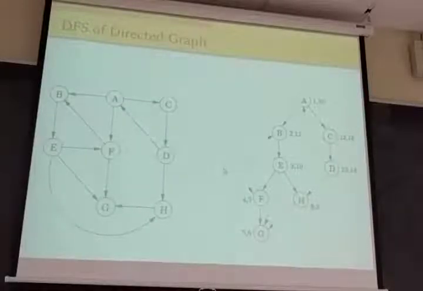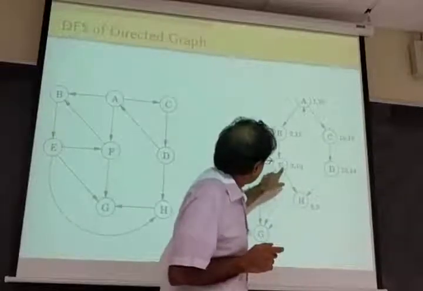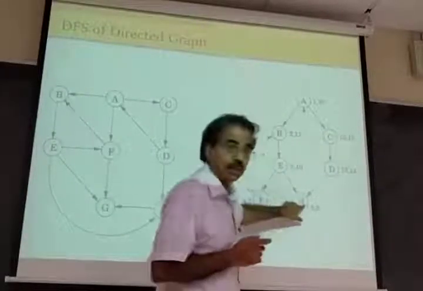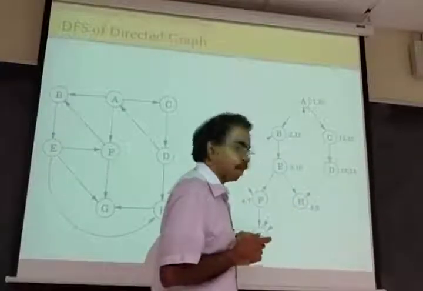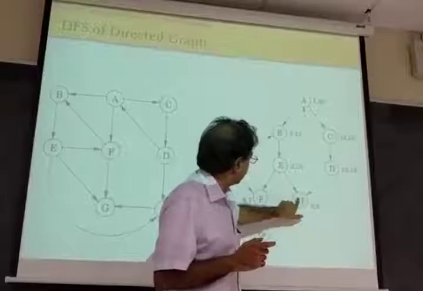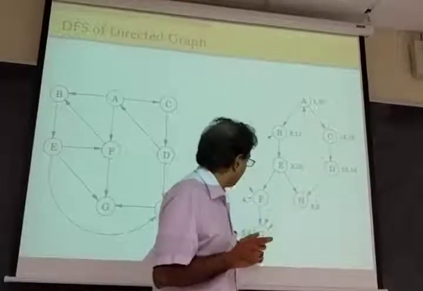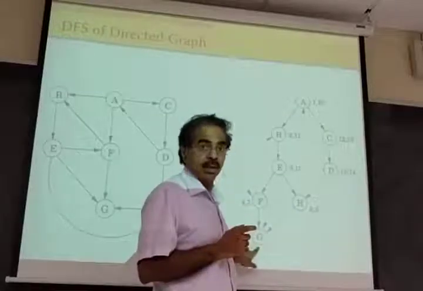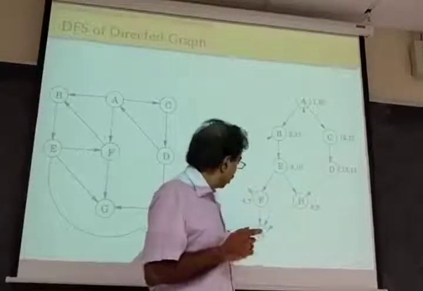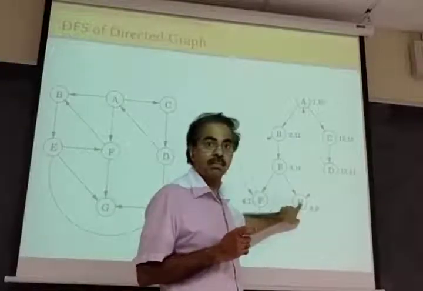So for instance, you cannot have a cross edge from G to H, because the reason why you have drawn H to the right of G is because you came to H after finishing the traversal of G. But if G had an edge to H, then you would not finish the traversal of G until you visit H, right?